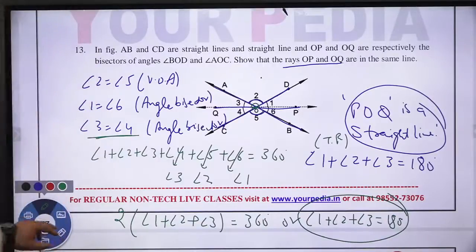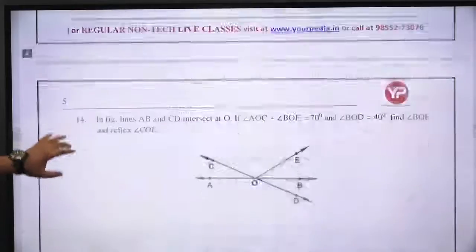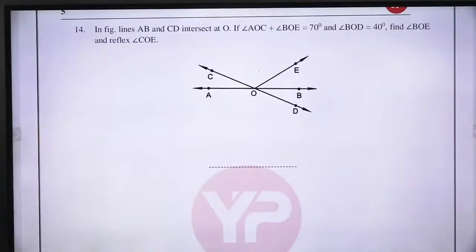Okay, so let's try to finish this class. Last question I am giving you. Okay, so this is the last question. Please try to solve this question.